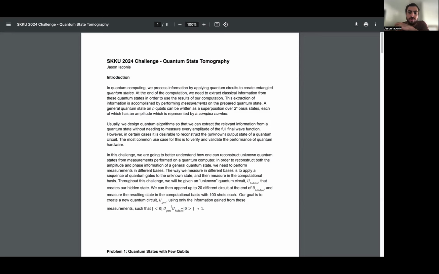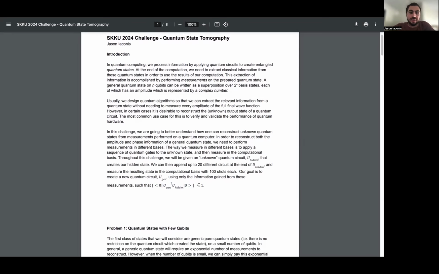Our quantum circuit or quantum state was prepared with a circuit which we'll call U-hidden, which we don't know anything about. We want to find a new quantum circuit, which I call U-gen for U-generated, so that when we apply the inverse of that circuit, we get back to our initial starting state. So basically this overlap is equal to 1, or that U-hidden plus the circuit for U-gen inverse gives you the all-zero state. Okay, so let's get on to the challenge.